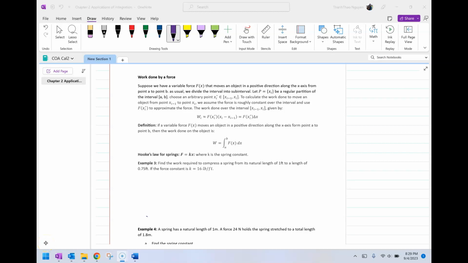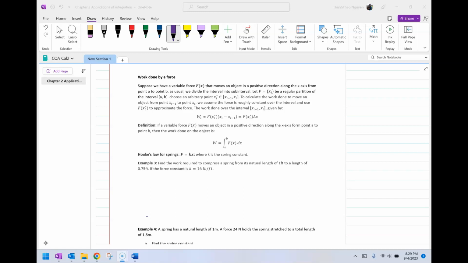Suppose we have a variable force f of x that moves an object in a positive direction along the x-axis from the point A to point B. As usual, we divide the interval into subintervals and let P equal x sub i be a regular partition of the interval A to B.